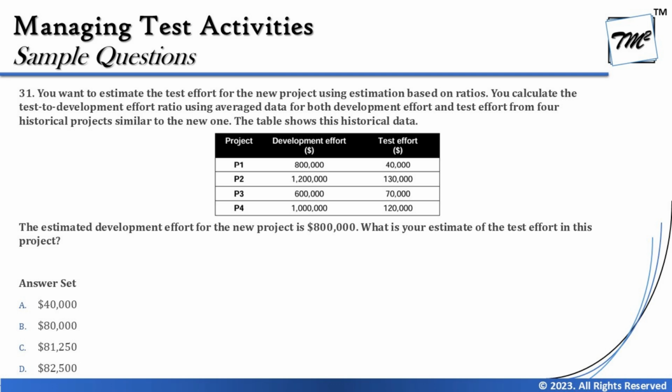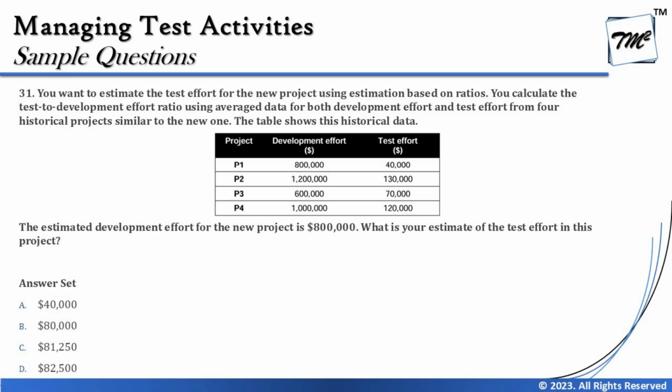Then same way for P2, it is 1,200,000. Then for test effort, it is 130,000. For project 3, it is 600,000, and for test effort, it is 70,000. When it comes to project 4, the development effort is 1 million, and test effort is 120,000. So you do have some figures which do not have a common pattern.